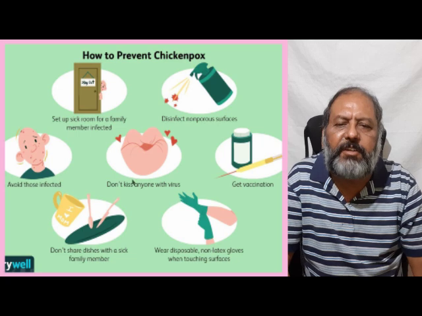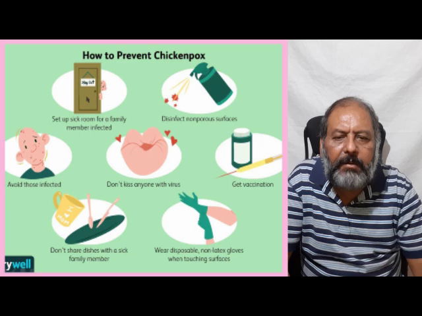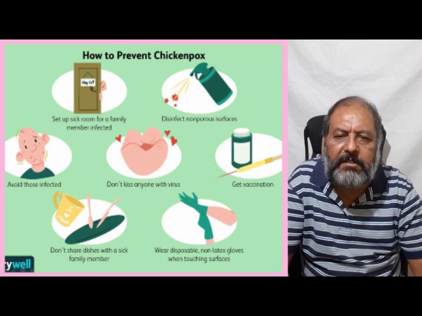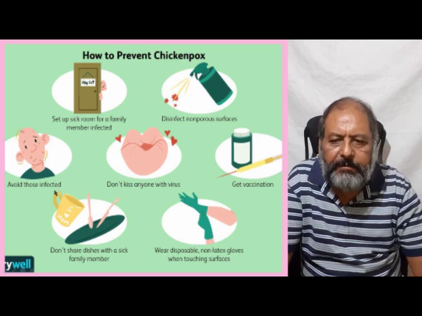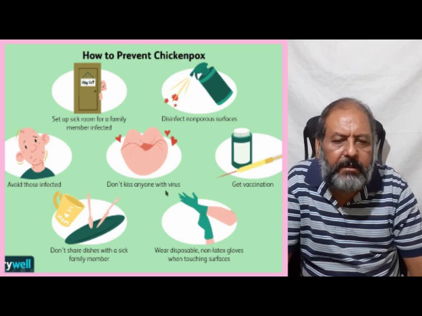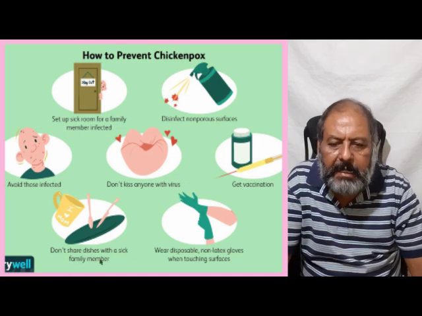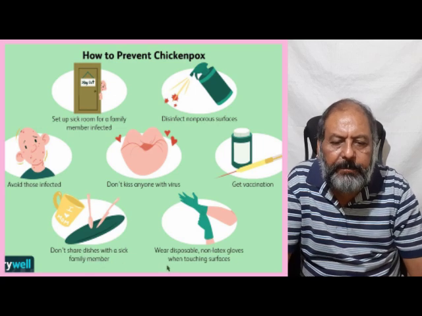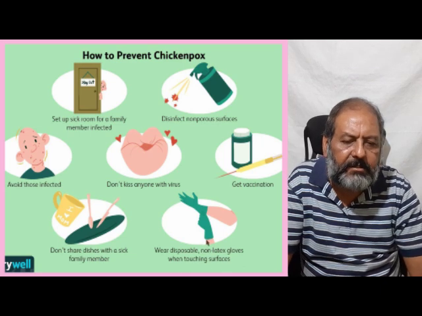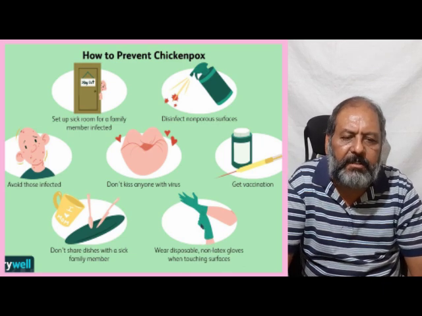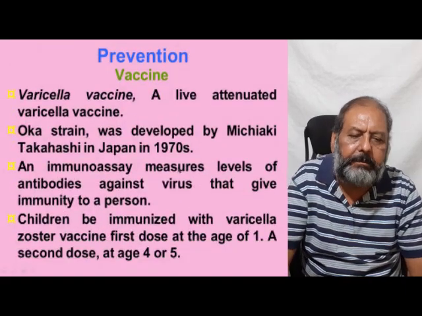So, how to prevent chickenpox? Set up a sick room for a family member who is infected. That is called stay out or isolation, quarantine, disinfect, and then avoid those infected and don't kiss anyone with the virus. Get vaccination and do not share dishes with a sick family member, and wear disposable non-latex gloves when touching surfaces where the virus may be deposited.